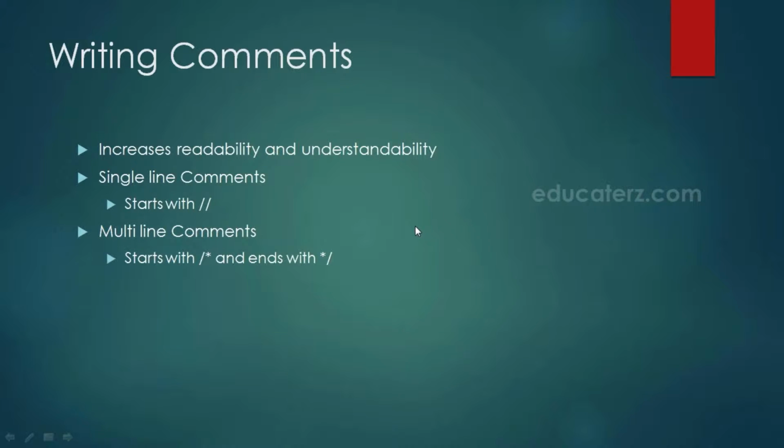We need to write comments to understand what the program is doing, as well as it helps others to easily follow our code. This means readability and understandability of a program will be more. There are basically two types of comments, single line comments and multi-line comments. Single line comments are for marking a single line as a comment. These generally start with a double slash symbol, and multi-line comments are used for representing several lines as comments. These start with slash star and end with star slash.